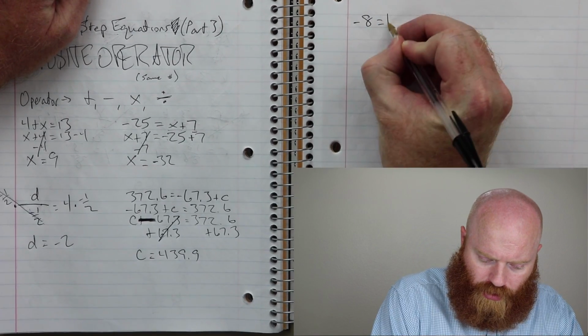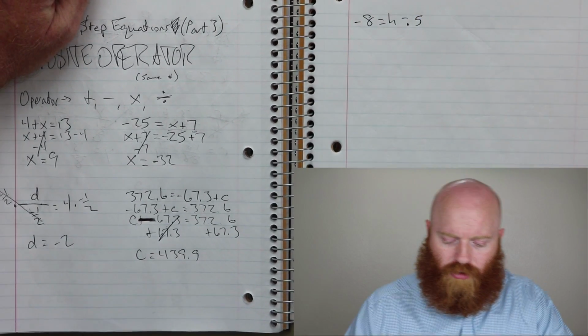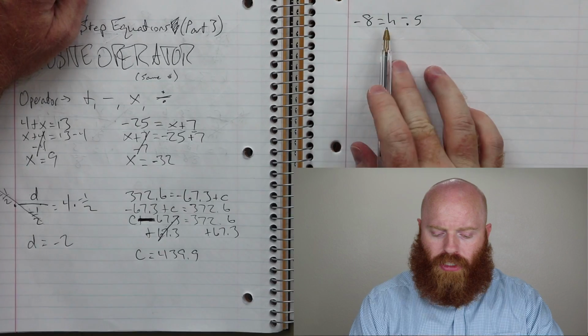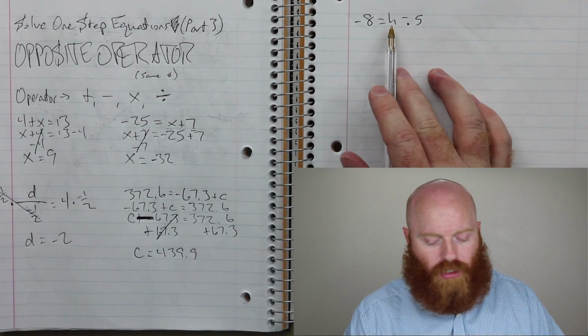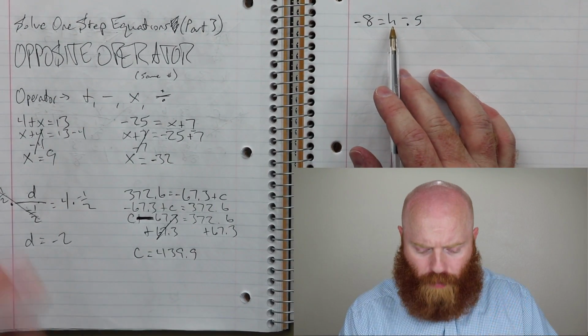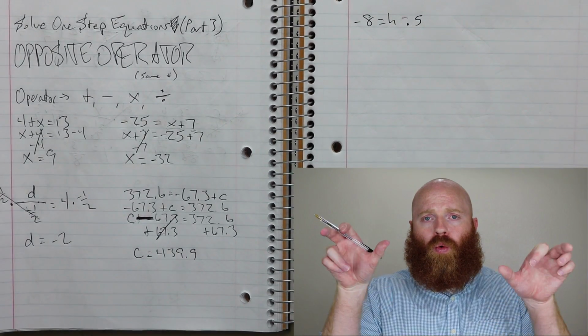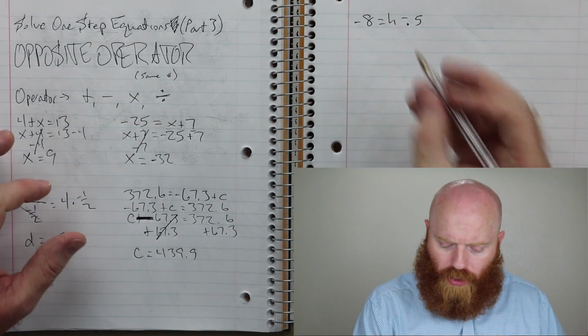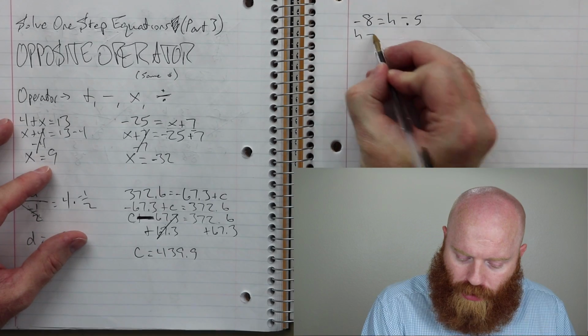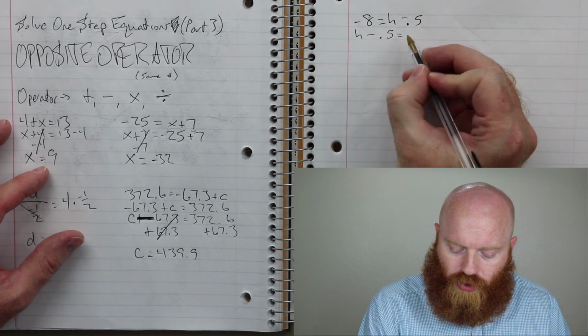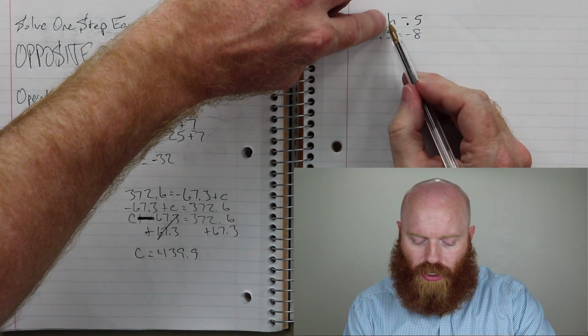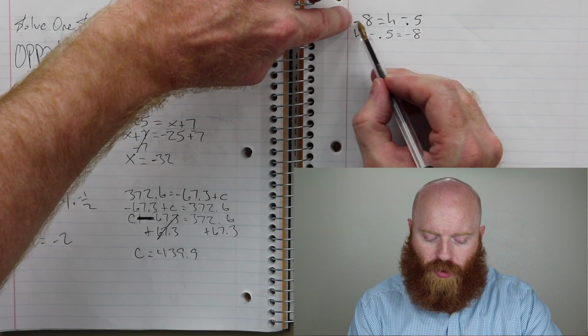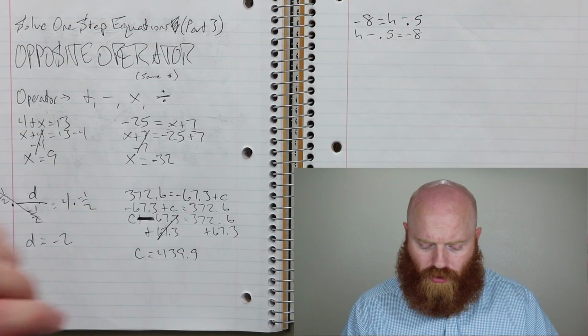Negative 8 equals h minus 0.5. I got the unknown quantity on the wrong side of the equal sign. So I got to put them in the same order. H minus 0.5 equals negative 8. I'm going to put this stuff right here, and I'm going to put this stuff on the other side.